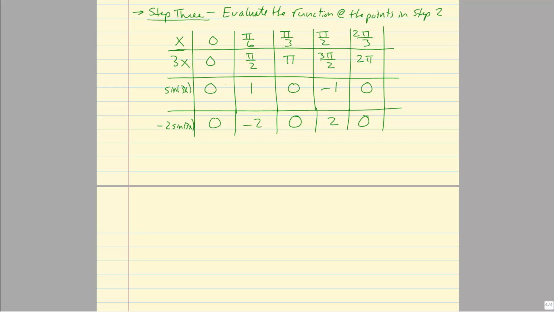So we want to keep this on the screen. So step 4, plot the points from step 3. Okay, so I'm going to be plotting the point 0, 0. So the points that are important are this one for my x value, and this is really my y value.